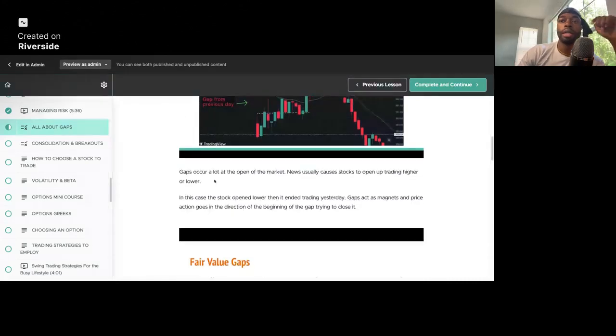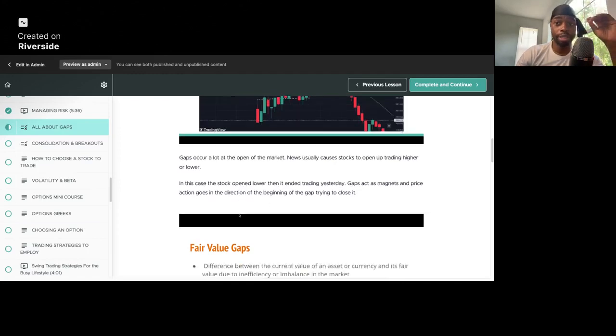So gaps occur a lot at the open of market, and news usually causes stocks to open up trading higher or lower. So in this case, the stock opened lower than it ended trading yesterday. Gaps act as magnets, and price action goes in the direction of the beginning of the gap, trying to close it.